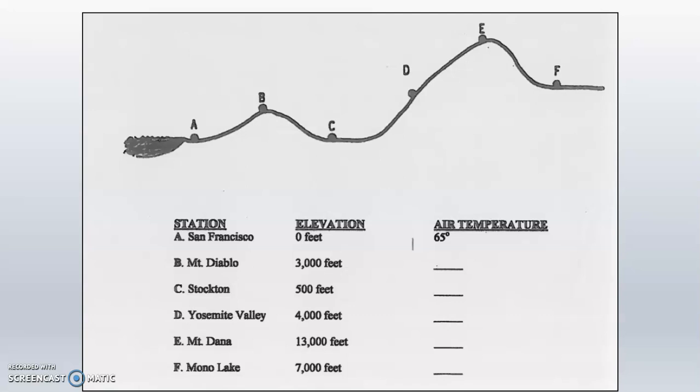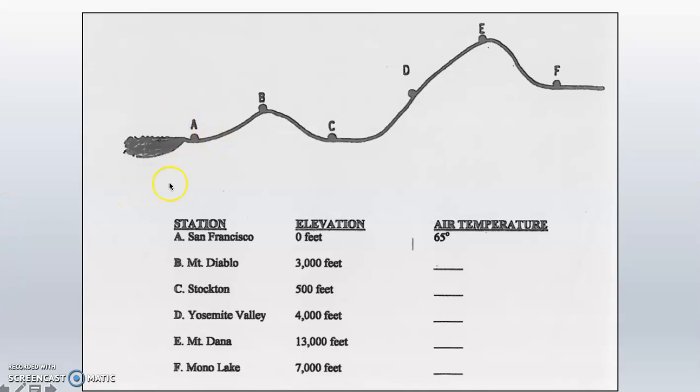If you look, you can see San Francisco is at A, Mount Diablo is at B, Stockton is at C, Yosemite Valley is at D, Mount Dana is at E, and Mono Lake is at F. I'm going to read what's above table 1 to you now and go through it. It says, a parcel of air with a temperature of 65 degrees and a relative humidity of 85% comes onshore from the Pacific Ocean at San Francisco, A, and begins to head eastward.